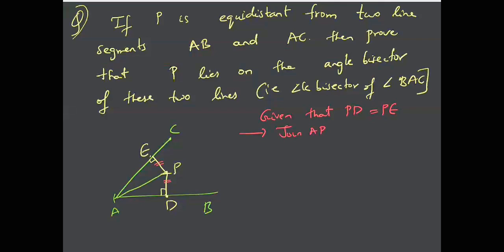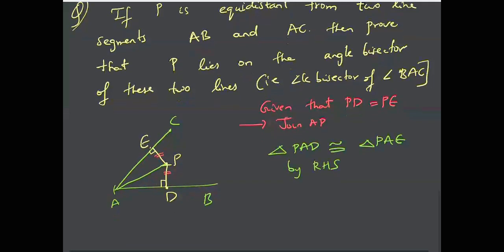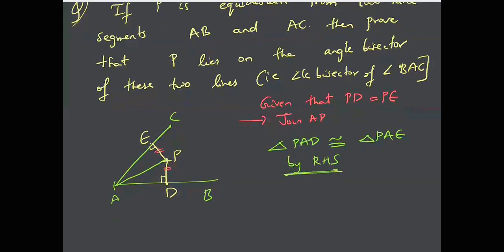So if I join AP, then I can see that these two triangles are congruent, that is triangle PAD and triangle PAE. These are congruent because there is an angle which is equal to 90 degrees and the hypotenuse is the common side, so this is equal. And it is given that PD is equal to PE. So I can see that triangle PAD is congruent to triangle PAE by right angle, hypotenuse and side congruency. So then what can I say? Then I can say that angle PAD must be equal to angle PAE because the corresponding angles must be equal.